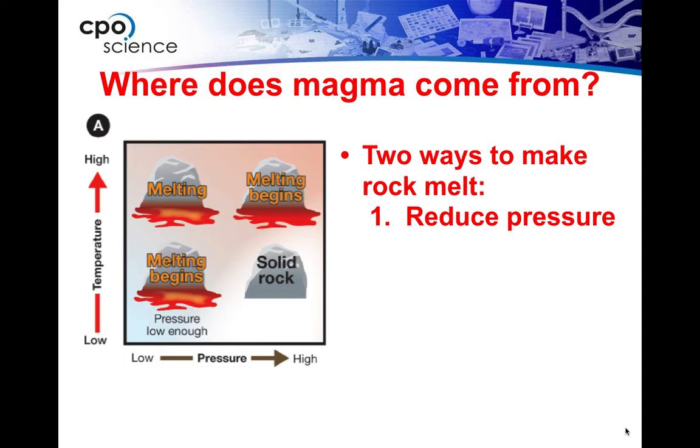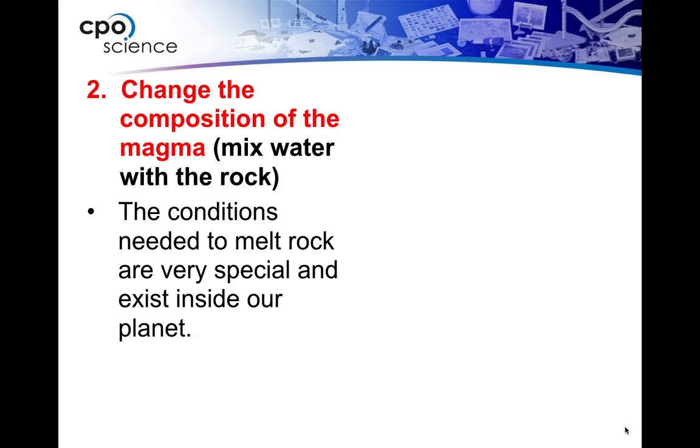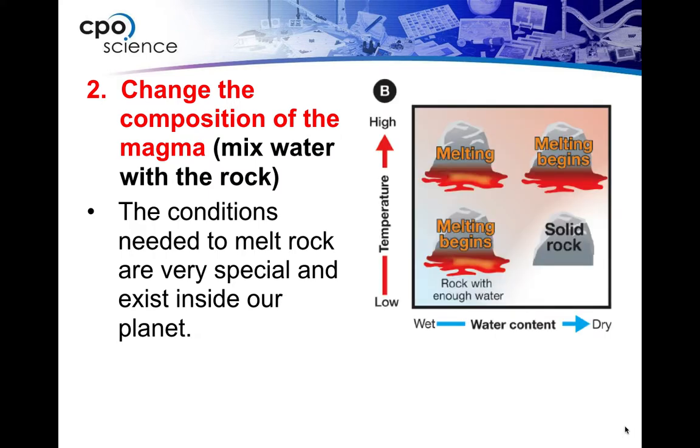So when you release that pressure, those molecules have the ability to move around. When they move around, now they can turn into liquid form. So if the Earth in some way, shape, or form releases that pressure, you are going to get magma formed. You can also change the composition of the magma.